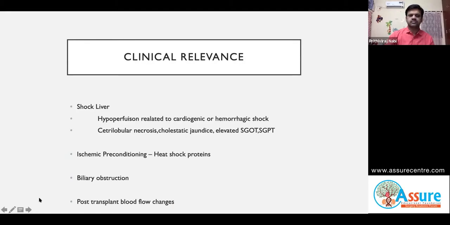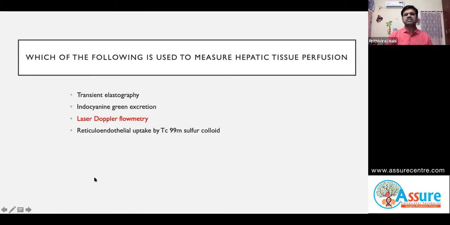And finally, what is the answer? To measure the hepatic tissue perfusion, we use laser Doppler flowmetry. The others, indocyanine green and sulfur colloid, are used for total blood flow, and transient elastography also. So I would like to conclude my session.